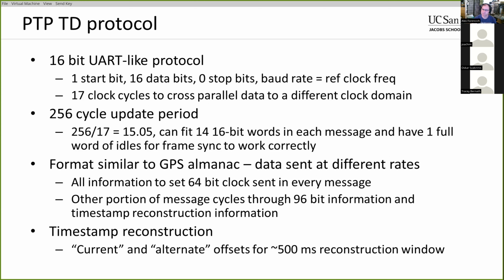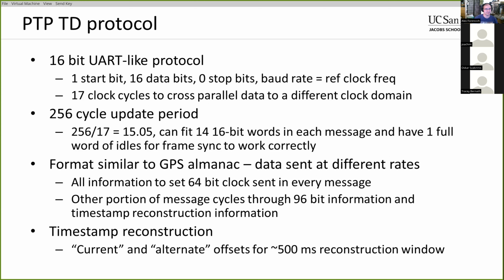And to do that, I'm sending 2 different offsets, one for basically the current second, and then another one for an alternate second, which is either going to be the second before or the second after. And then update the alternate and swap the current and alternate slots at the appropriate times to make sure that you always have a minimum plus or minus 500 millisecond window over which you can reconstruct timestamps.